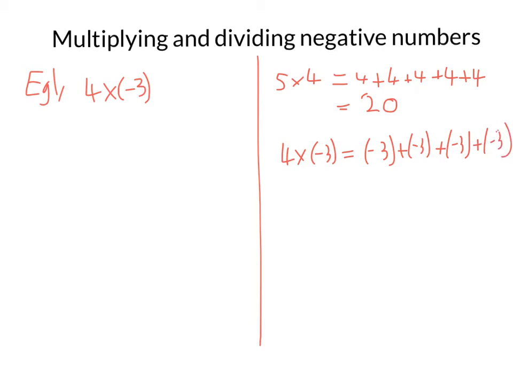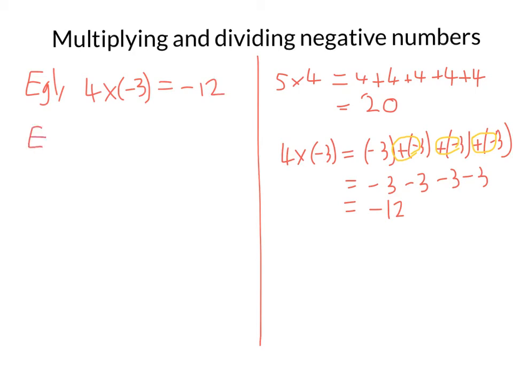Now if you remember from our work with adding and subtracting negative numbers, if you add a negative, you take it away. So when you add a negative number, it means you subtract. The plus and the minus together means you subtract. So 4 times negative 3 means you've got 4 negative 3s, and if you do minus 3, take away another 3, take away another 3, and take away another 3, you get minus 12. And for short then, you can see that 4 times negative 3 is negative 12.